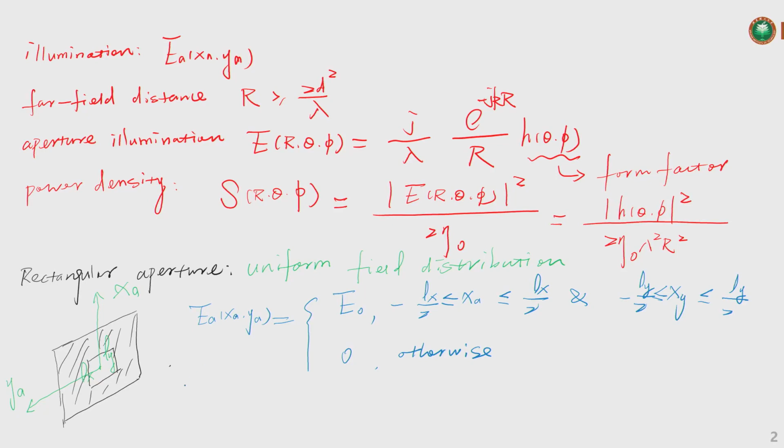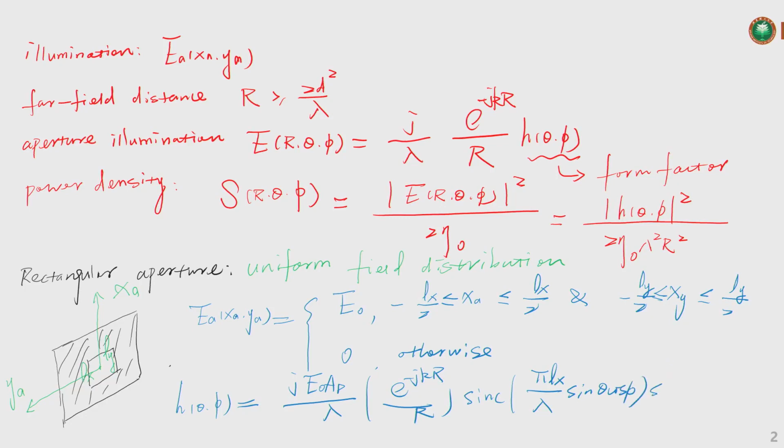the form factor H. It can be expressed finally, after the evolution, as j times E0 over lambda times e to the minus j k r divided by k r, times a sinc function of pi Lx over lambda sin theta cosine phi, times sinc again of pi Ly over lambda sin theta sin phi.